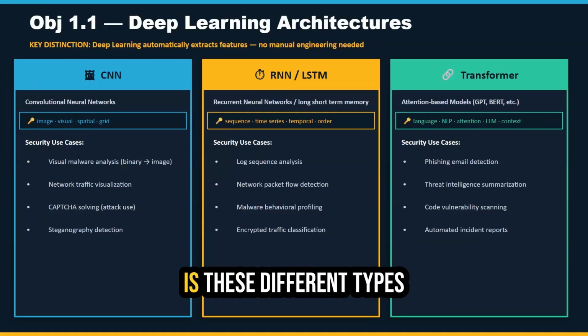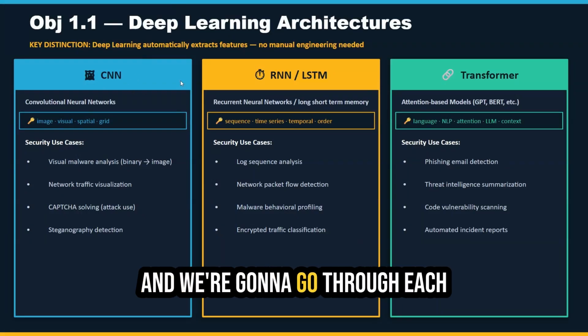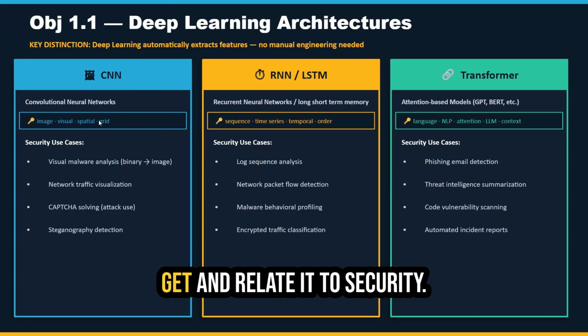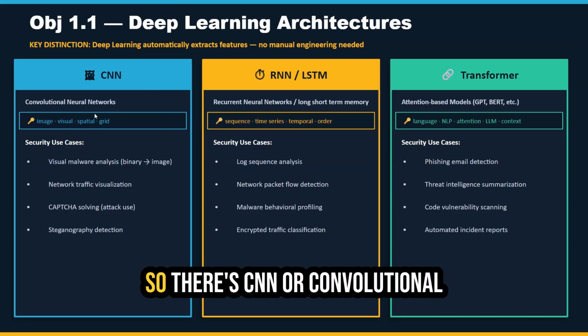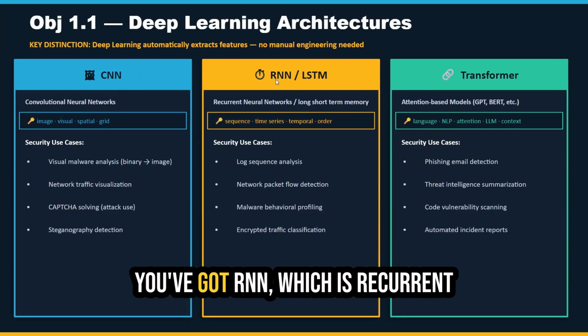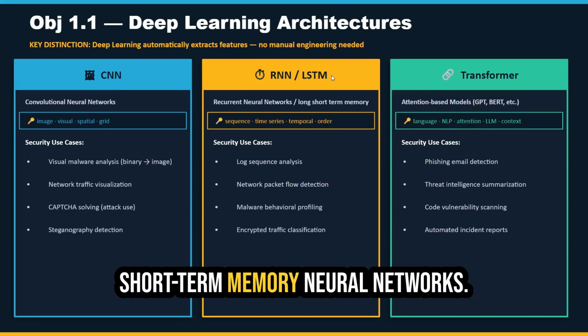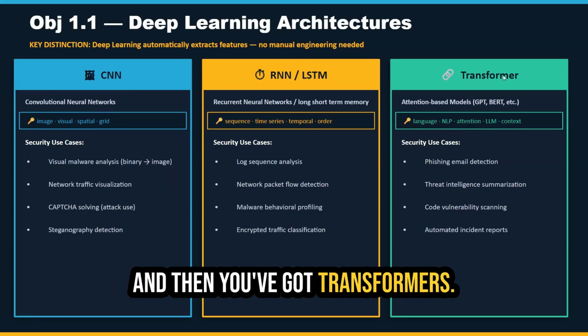What you need to know is these different types of neural networks. We're going to go through each one of these, and I'm going to explain it in a simplified way that you'll get and relate it to security. So there's CNN, or convolutional neural networks. You've got RNN, which is recurrent neural networks, also known as long short term memory neural networks. And then you've got transformers.